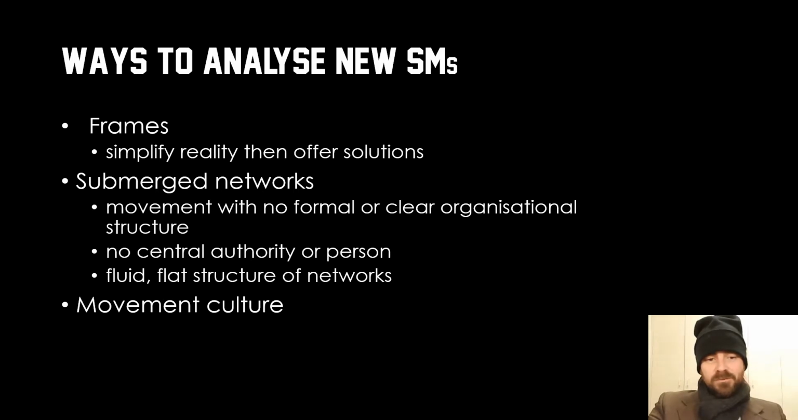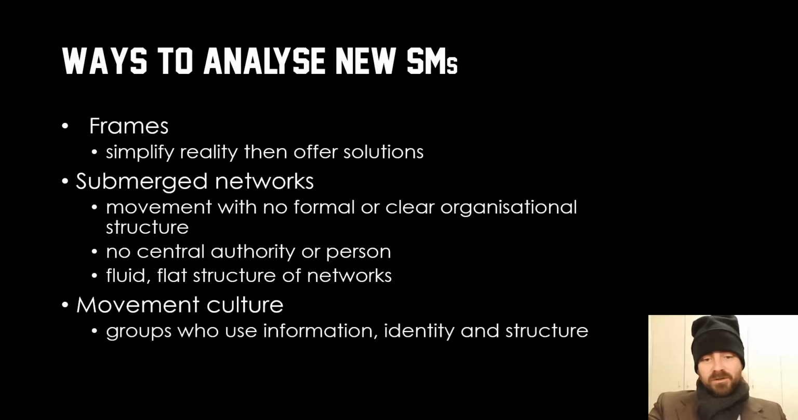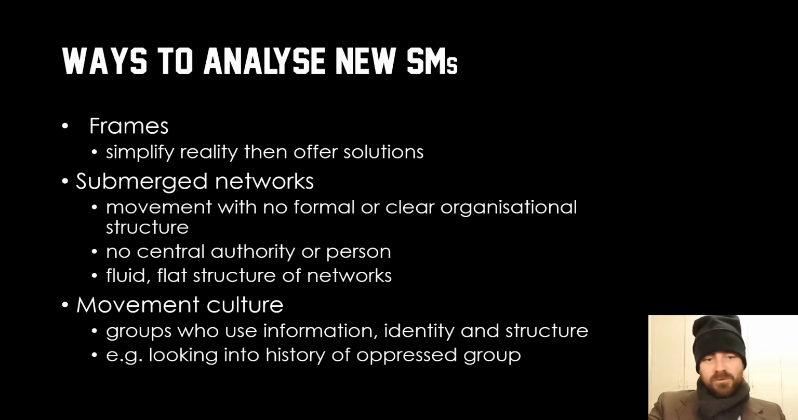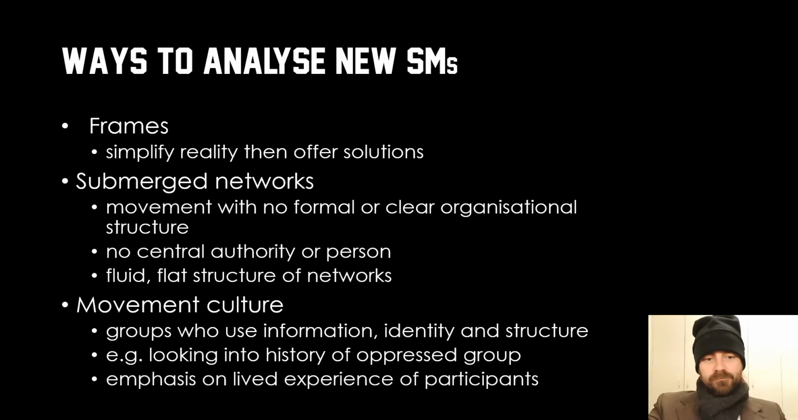And the third way to analyse them is to think about them in terms of movement culture. So this is about identity. People who use information, identity and structure in their social movements. So they might look into the history of an oppressed group and use that as part of their social movement to carry out social change. And it puts a big emphasis on the lived experience of participants. So, for example, Black Lives Matter, they put a big emphasis on the experience of African American people living in the US, their experience at the hands of police officers, and that is used in their social movement to attempt to get social change happening.